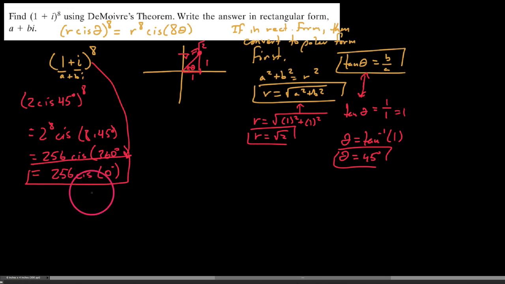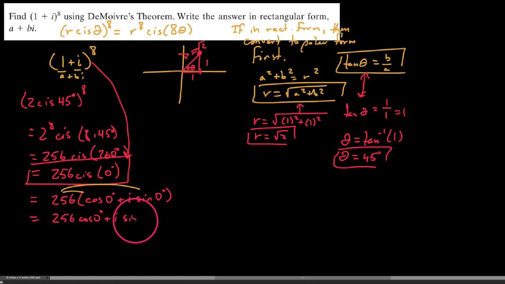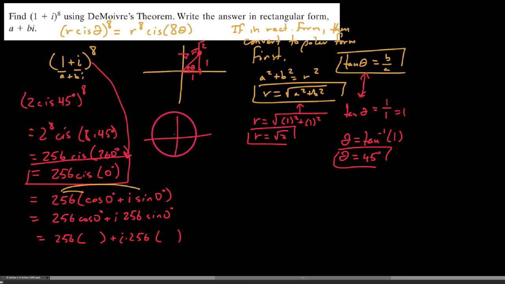Now our task was to rewrite this into standard form, or rectangular form. So what we're going to do is now convert back to rectangular by saying that really this is 256 cosine of 0 degrees plus i times the sine of 0 degrees. And by distributing this here and evaluating, we get 256 times the cosine of 0 plus i times 256 times the sine of 0, and we just need to evaluate for the cosine and the sine of 0.